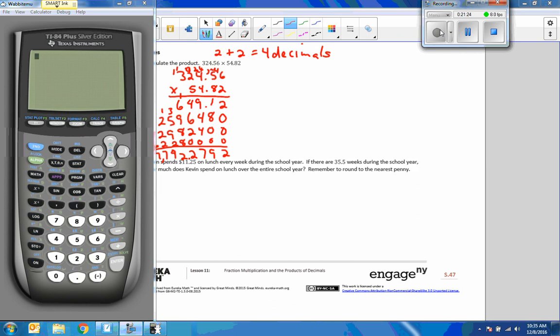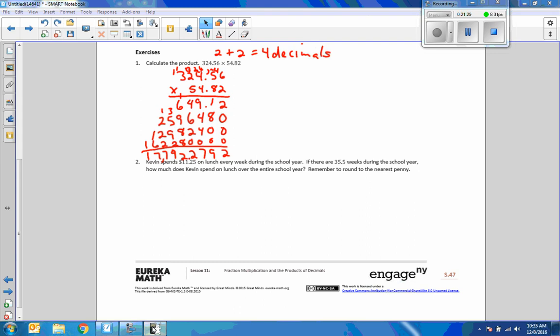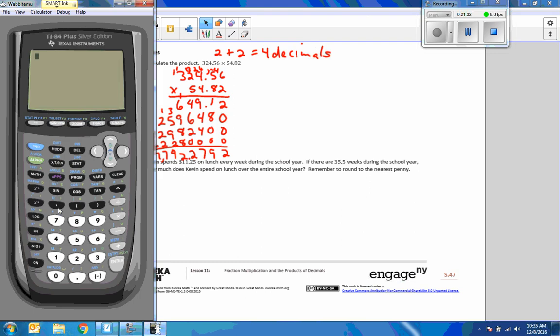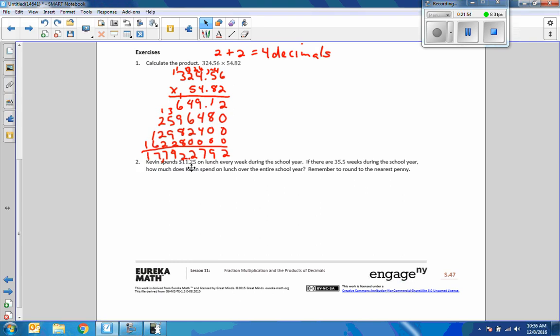Okay, so here's the calculator. So we're going to calculate $324.56 and multiply it by 54.82. 17792.379. So I made a mistake in my carrying. I dropped 1 somewhere. So that's why we use calculators to check our work.